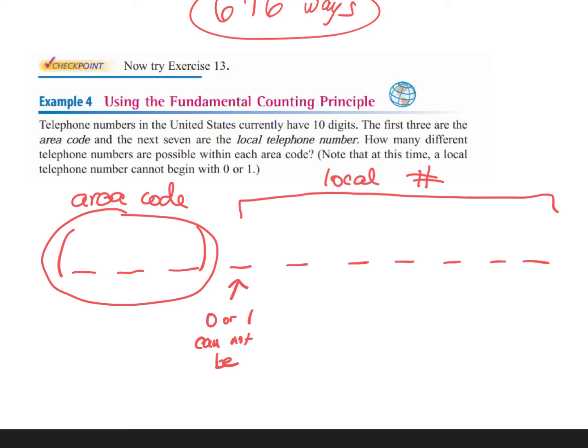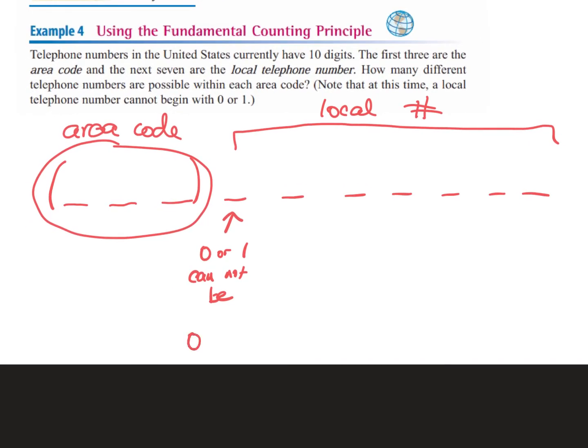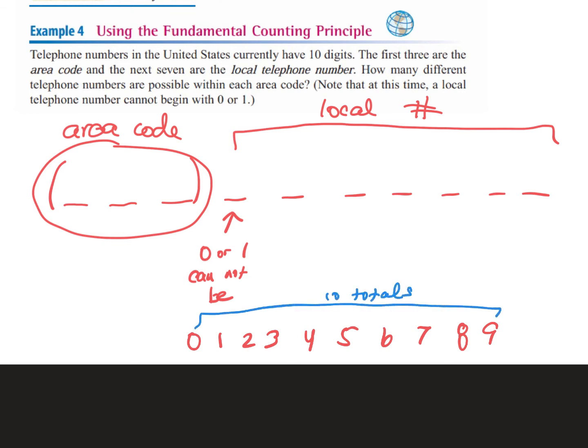Now we're talking about digits, guys. From 0 to 9: 0, 1, 2, 3, 4, 5, 6, 7, 8, 9. How many digits are there? There's 10. Everybody understand that? There's 10 total digits. So the first one cannot be a 0 or a 1. So how many possibilities are there? 8. Good.